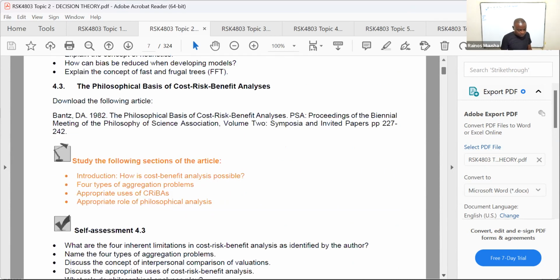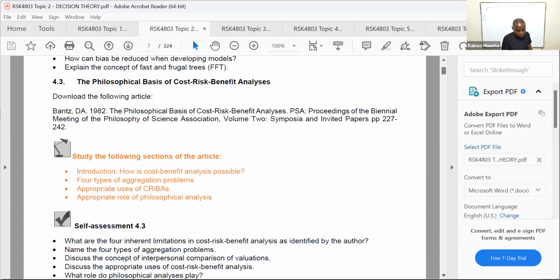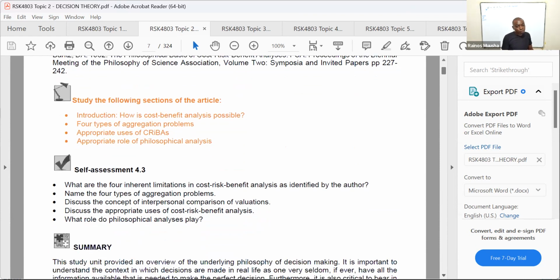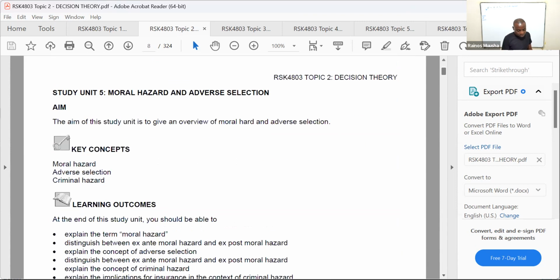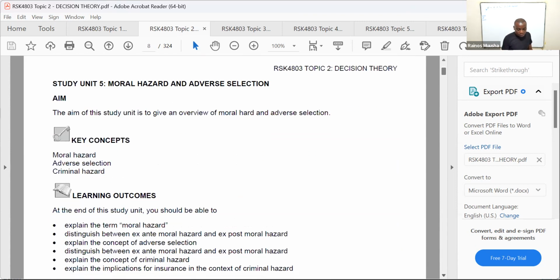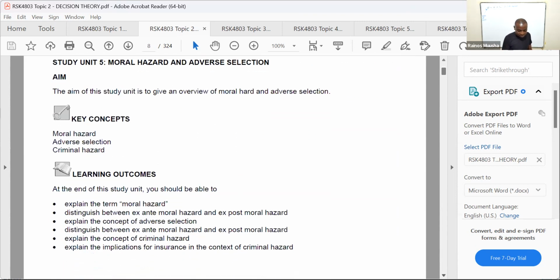So 4.3 also looks at the philosophical basis of cost risk benefit analysis. It gives us information regarding cost risk benefit analysis, where we're saying that when it comes to your cost and risk, the idea is that you want to minimize your cost and risk, but at the same time, you want to be able to maximize your benefits as well. Then unit 5 looks at moral hazard and adverse selection.